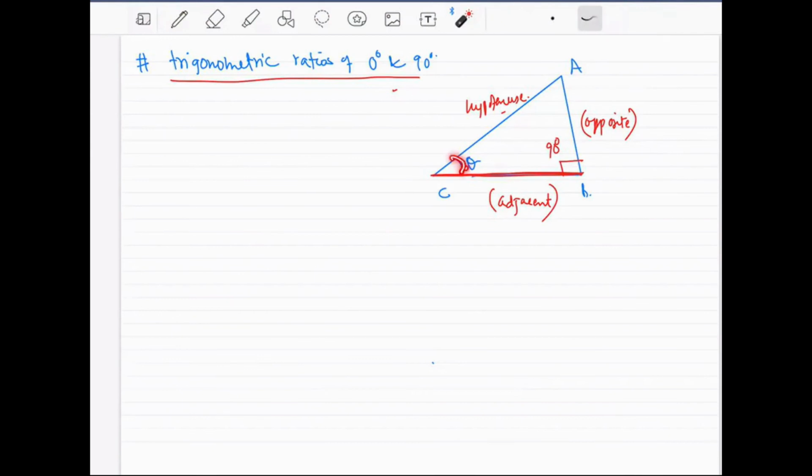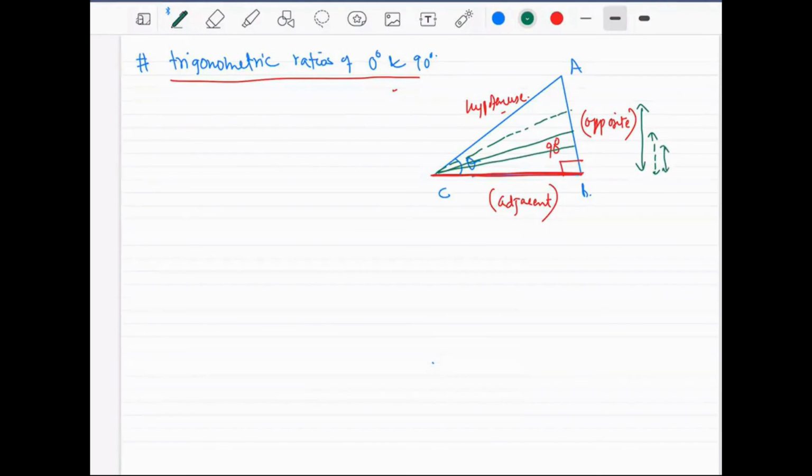This angle theta is made up of AC and BC. If I reduce this angle theta by keeping CB fixed, what happens to the opposite side? The opposite side is only this much. Reduce it a little further, the opposite side will be this much only. If you reduce it further, the opposite side is again reduced. If you make this angle theta 0, finally the opposite side vanishes.